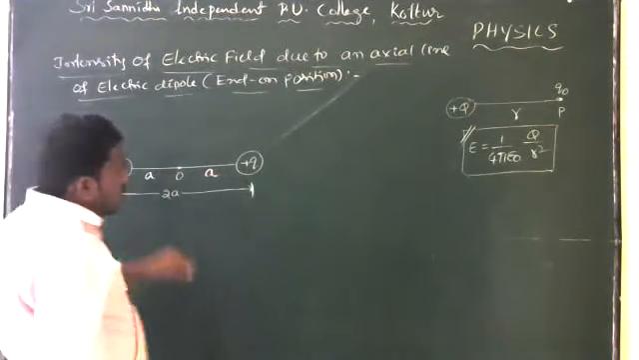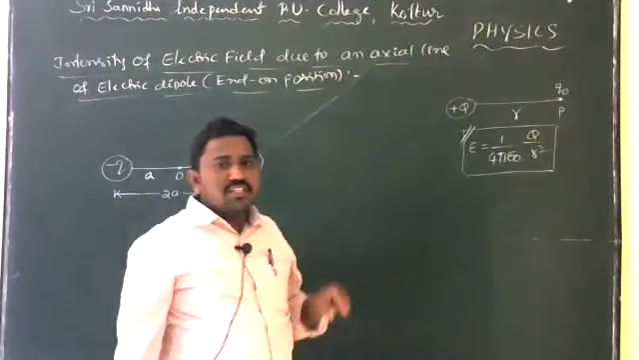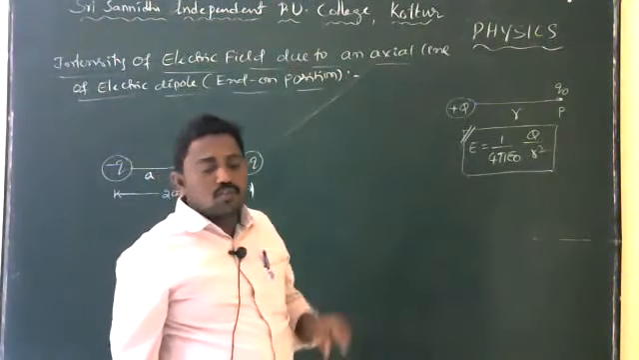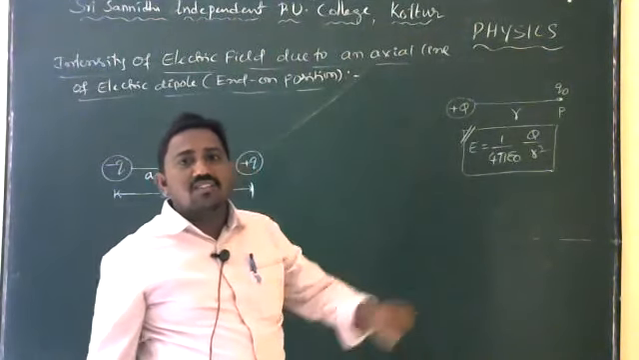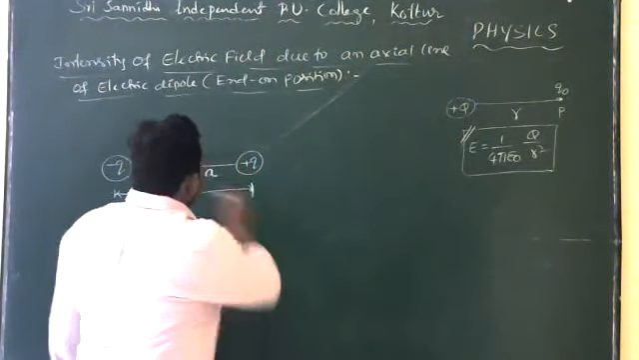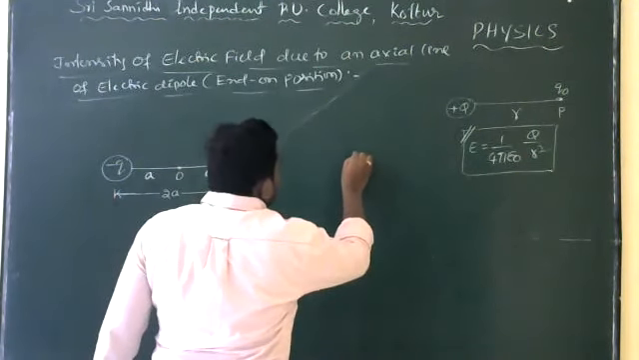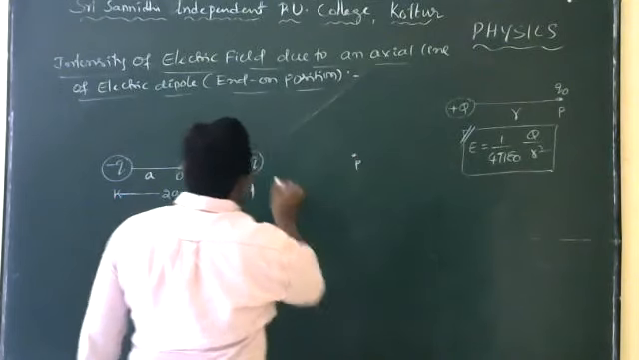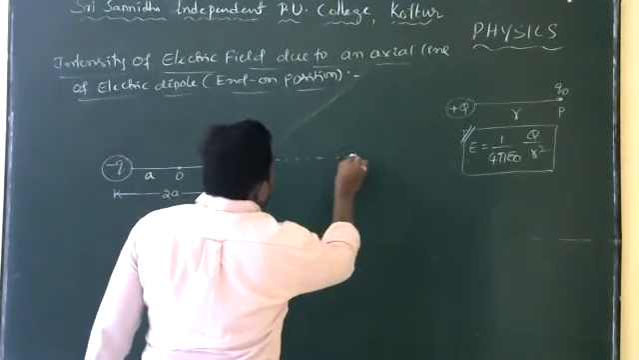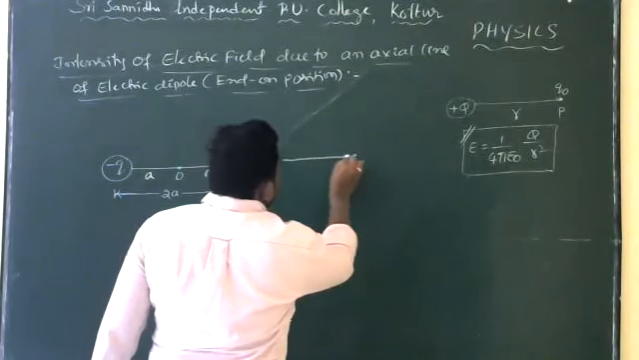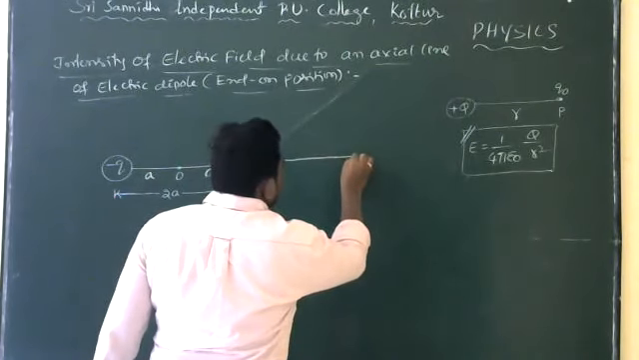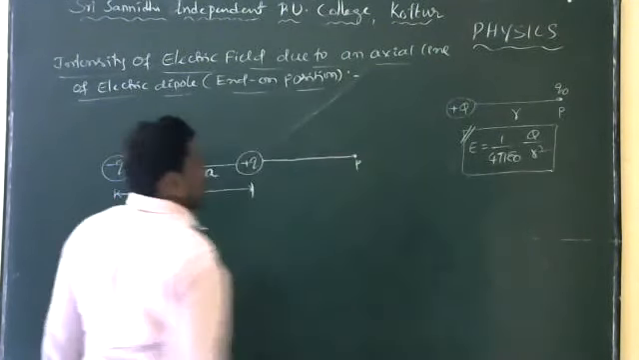Now we want to find the intensity of the electric field at point P. This point P is along the axis of the dipole. This is the dipole axis. If we take the point P at some distance along the dipole axis, this is point P.